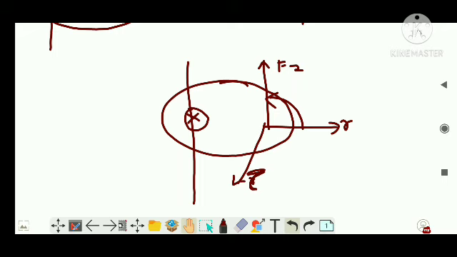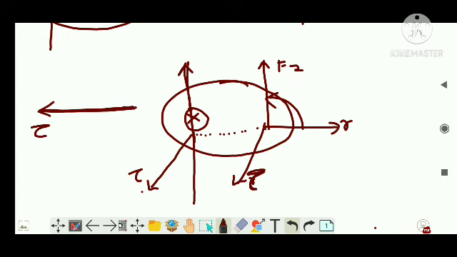Whereas this torque, if I just extend and draw it from this point, I can drag it here and keep it here. So this becomes the torque here. The same torque I have drawn here, and this is the axis of rotation. That means if this is a paper and I'm doing the side view, this is the torque direction and this is the axis of rotation. So this torque is perpendicular to the axis of rotation.